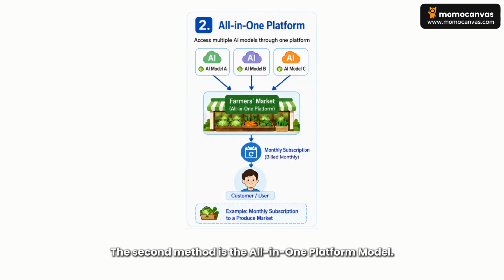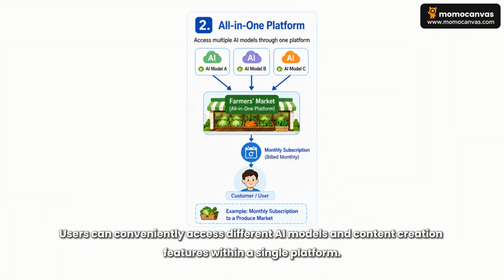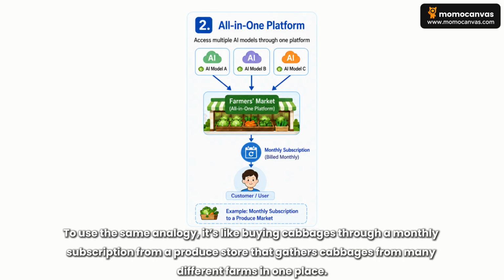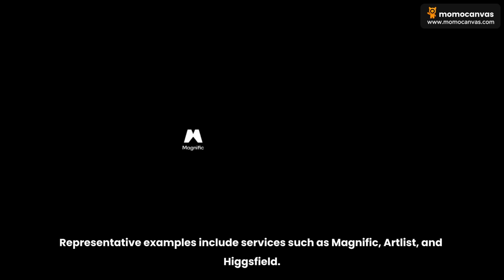The second method is the all-in-one platform model. This is a method where AI models from various AI service companies are offered in one place. Users can conveniently access different AI models and content creation features within a single platform. To use the same analogy, it's like buying cabbages through a monthly subscription from a produce store that gathers cabbages from many different farms in one place. Representative examples include services such as Magnific, Artlist, and Higgsfield.